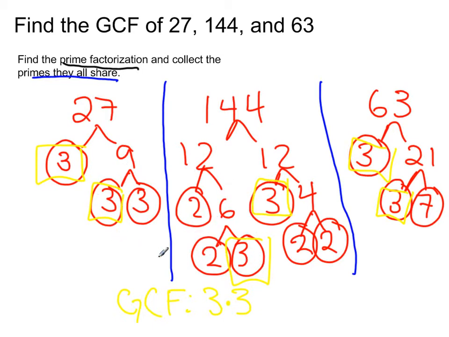Like if we said 2, well, 27 doesn't have 2. Neither does 63. And you might be asking, well, what about the 7? Well, 144 doesn't have 7, and neither does 27. So no 7's there. So all we have is 3 times 3, which gets us 9. So 9 is the greatest common factor of 27, 144, and 63.